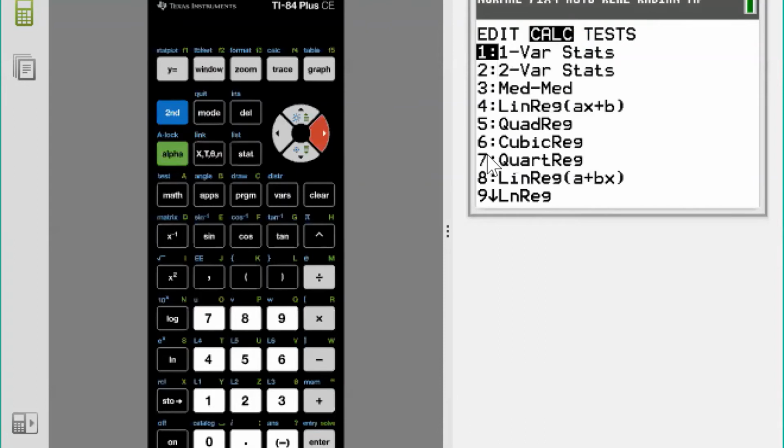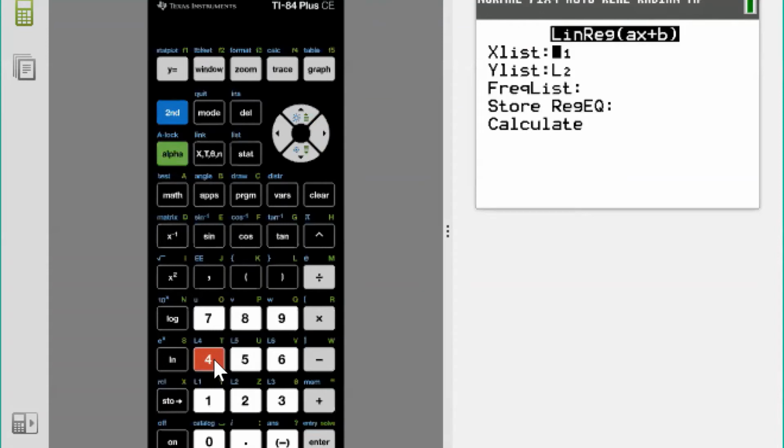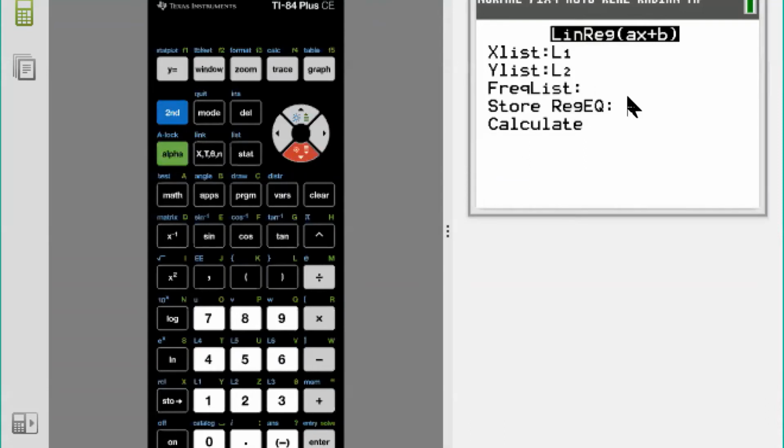Go to calculate, and then go to number 4, if you remember. Make sure you verify this. We entered the X values, the third exam score, in list 1, then the final exam score, the Y values, in list 2. Make sure you check that. We don't have any frequency there. But we are asked to store the regression equation. We need that. You don't have to, but you can store the equation in Y1.